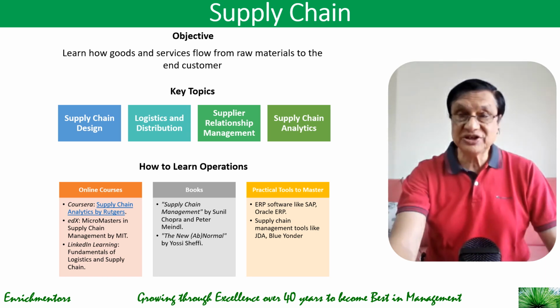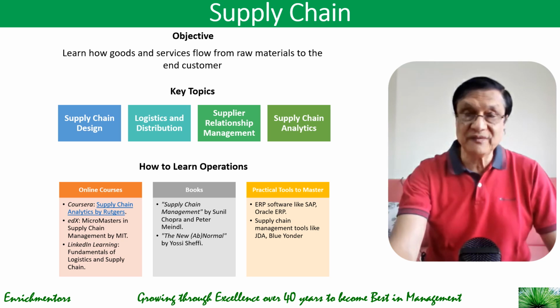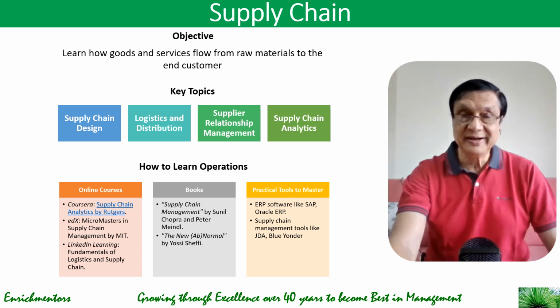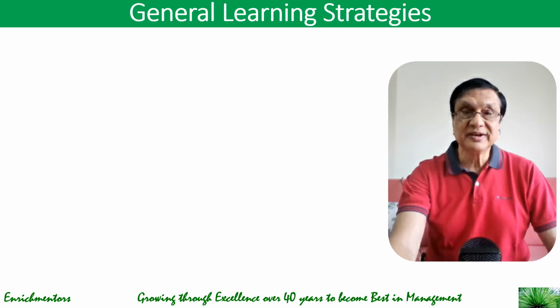Then there are books: Supply Chain Management by Sunil Chopra and Peter Meindl. Then there is The New Abnormal by Yossi Sheffi. And then there are practical tools to master, like ERP software such as SAP and Oracle ERP, and supply chain management tools like JDA, Blue Yonder, etc.